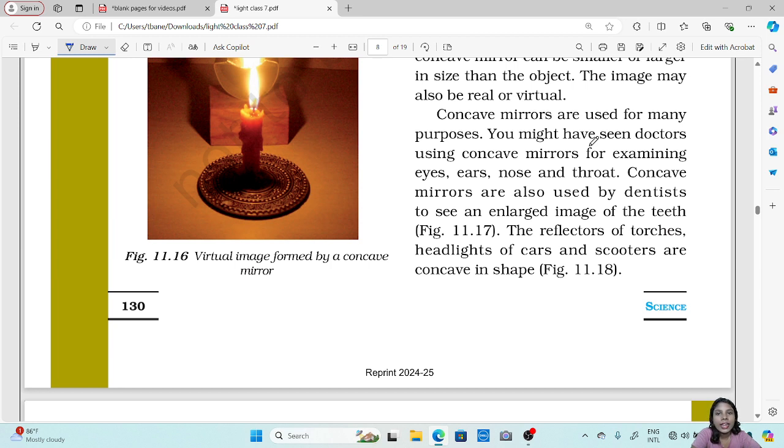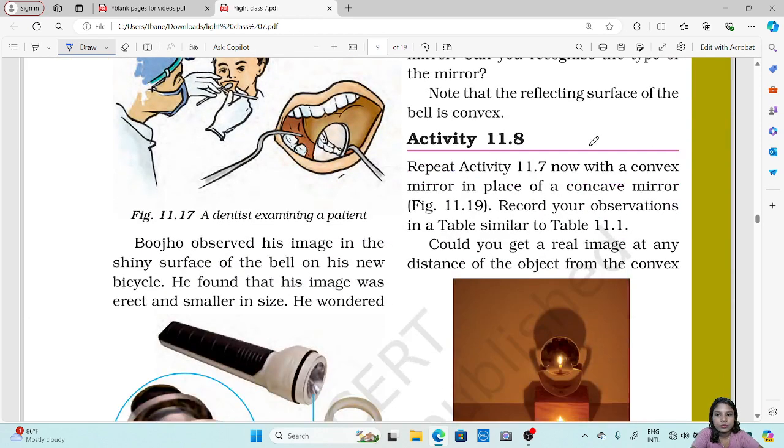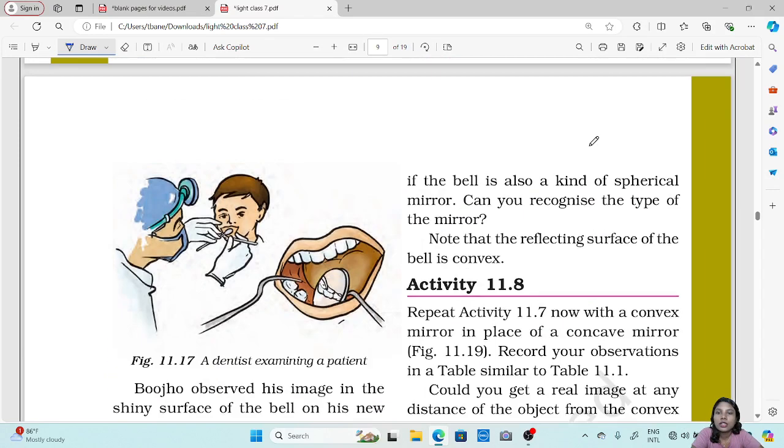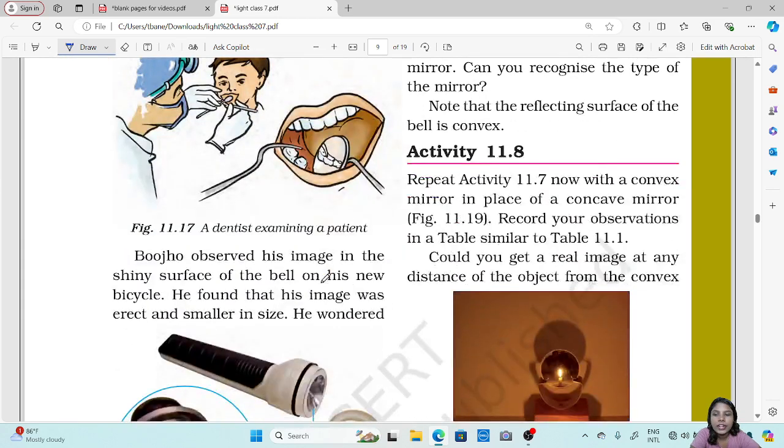So when you go to the dentist, they use this small mirror that they put inside to see. Actually, that is the concave mirror. In that, you can see an enlarged image of your teeth. Bojo, see here you can see. This is the concave mirror that they use. So see, basically these teeth are small, but in the image you can see them quite big.